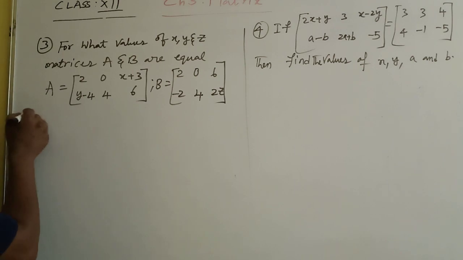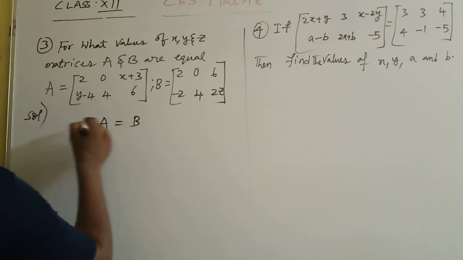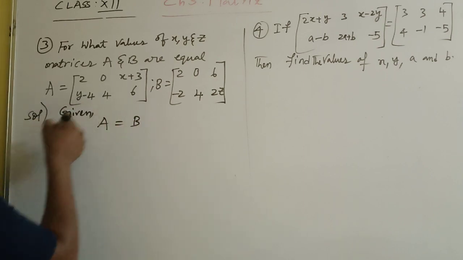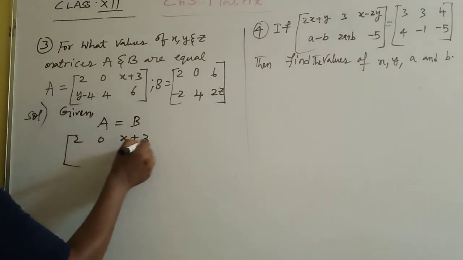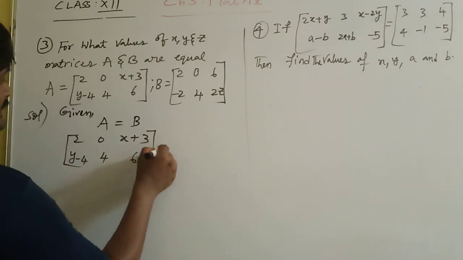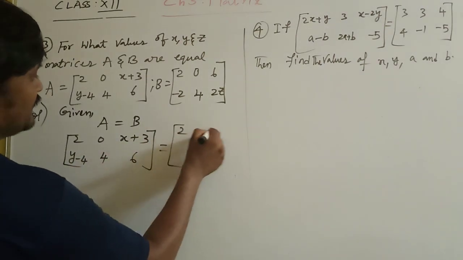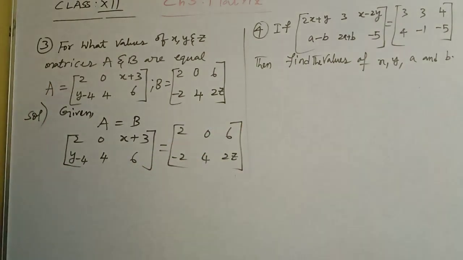So you already know that if A and B are equal, then corresponding values should be equal. So first write: given A is equal to B. And what is your A here? [2, 0, x+3; y-4, 4, 6] is equal to, what is your B? [2, 0, 6; 2, 4, 2z]. So this is the given. These both are equal means just comparing corresponding elements and making them equal, then you will get your answer easily.